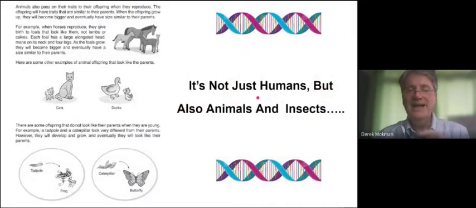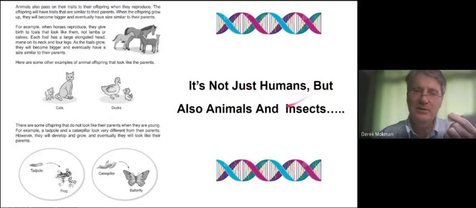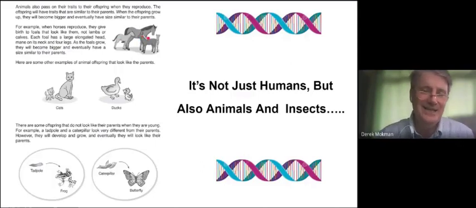But remember, it's not just humans, but it's also animals and insects. So that's why a baby horse, a foal, looks like a horse. It won't look exactly the same as its parents, but it will look obviously like a horse. Cats, obviously, you can tell baby cats are kittens. They're baby cats because, of course, they look like cats.